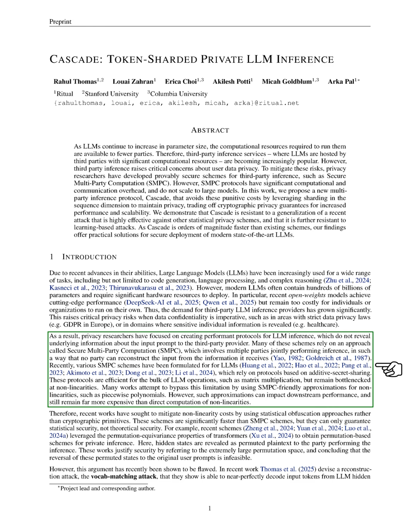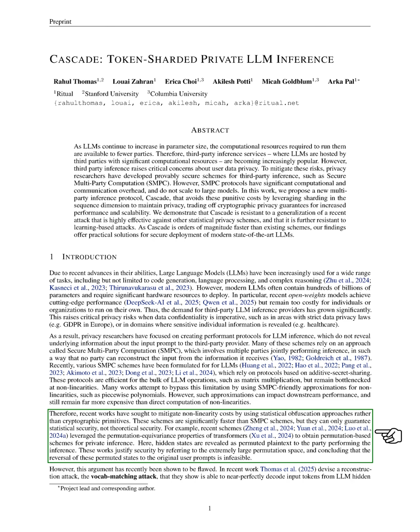Recently, several SMPC schemes have been proposed for LLMs, primarily based on additive secret sharing, which works well for most operations but struggles with non-linearities. Some researchers have tried to overcome this limitation by using approximations for non-linearities, but these can negatively affect performance and are still more costly than direct computations. Others have explored statistical obfuscation methods, which are faster than SMPC but only offer statistical security rather than theoretical security.